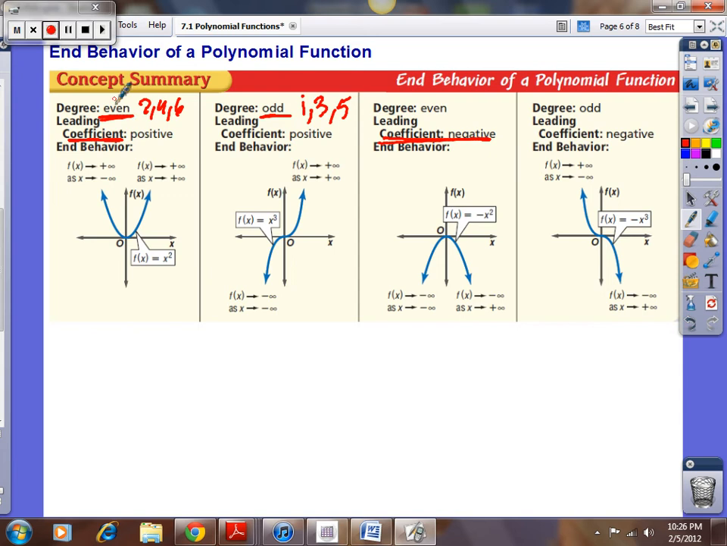So here's an example. If you have, let's do an example. If you've got the 4x to the 8th power minus 5x.